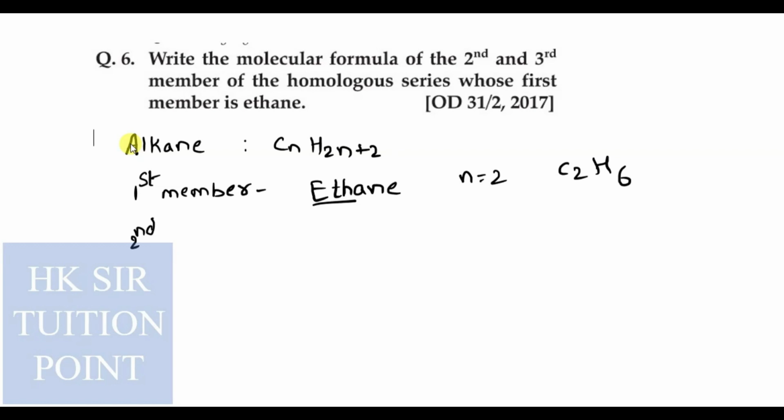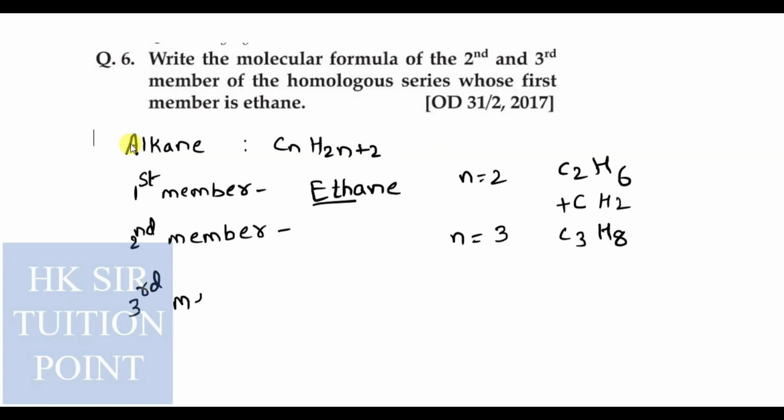If you want the second member, very simple. Just add CH2 to this, so that you will get the next member. So n equals to 3. C3 H8. This is the second member.